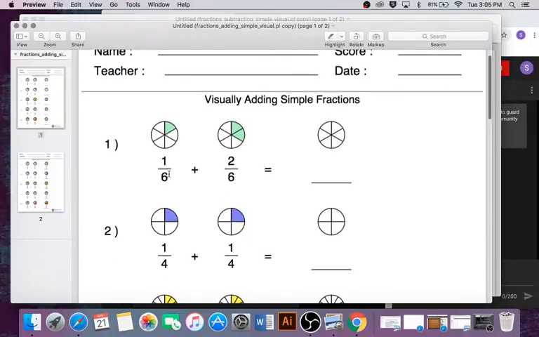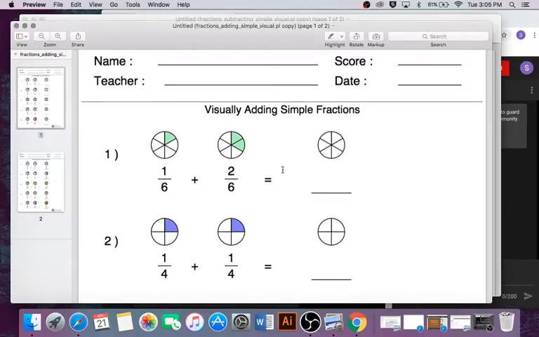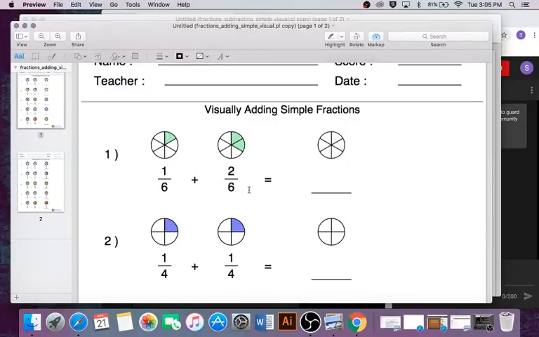So last week we said that when you're adding two fractions, they have to have the same denominator. So all of these examples I'm going to show you do have the same denominator. And when we're adding, we keep the denominator and all we change is the numerator. That's what we're going to be adding together.